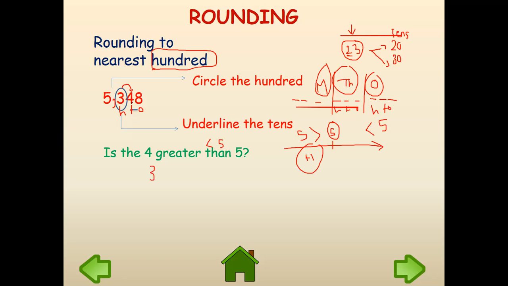Okay? All the digits to the left side of the hundred digit, I will keep the same. So 5, I will keep it the same. So 5 with 3 stays the same.